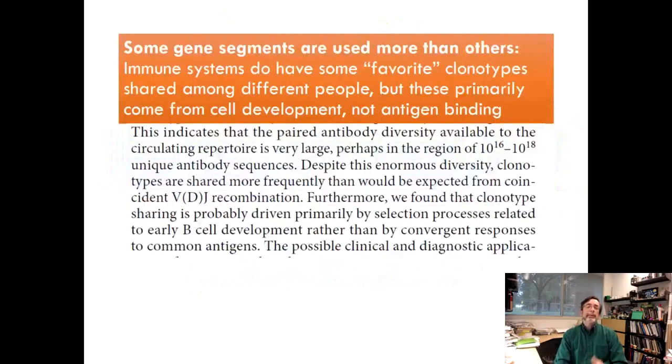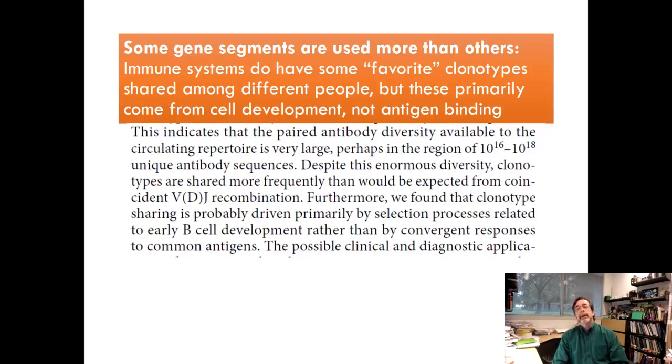So that means there are some gene segments that are used more than others. If it was completely random, they should all be the same color, the same intensity of color. But some are faded, and some are, in everyone, some of them are dark colors. So the immune systems do have some favorite gene sequences. We'd call those clonotypes that are shared among different people.